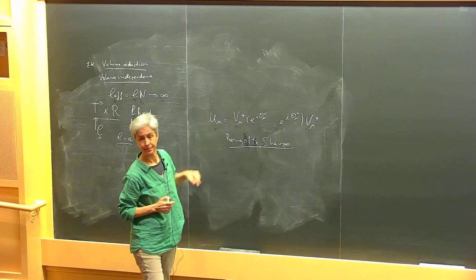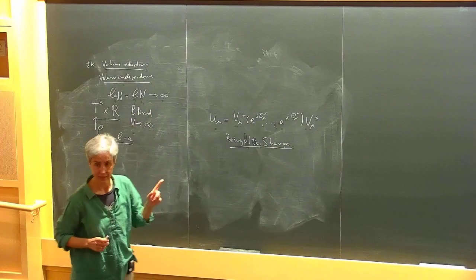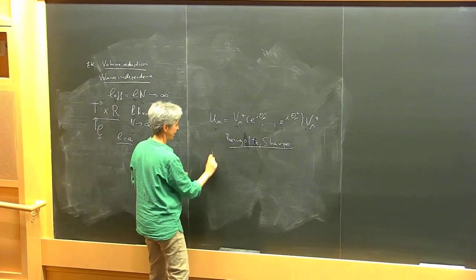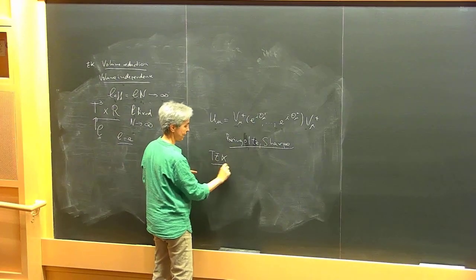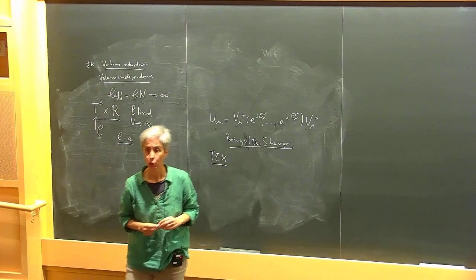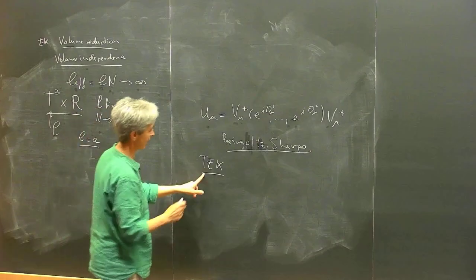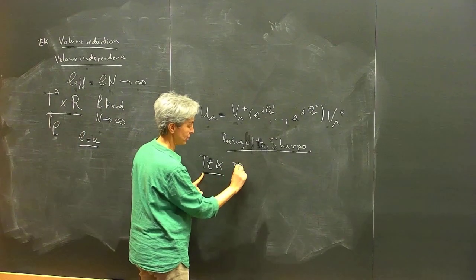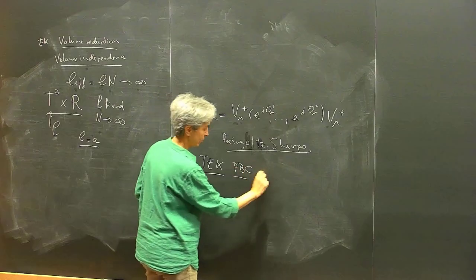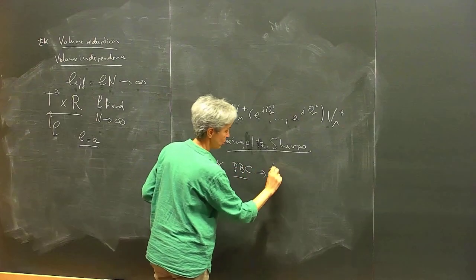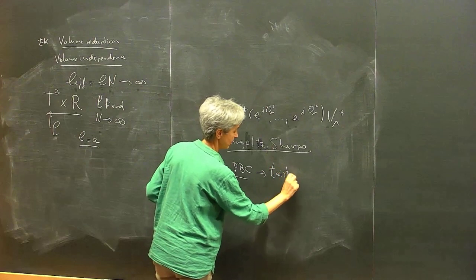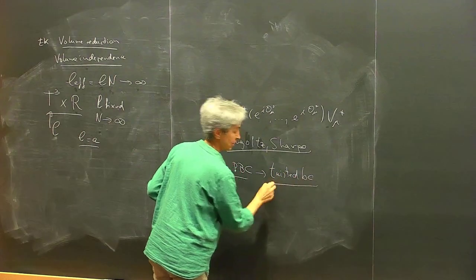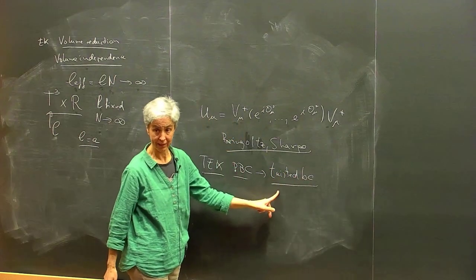And then the twisted Eguchi-Kawai? Yeah, the twisted Eguchi-Kawai I'm going to explain now. The twisted Eguchi-Kawai is the one-site box, but the problem appeared with periodic boundary conditions. And the twisted Eguchi-Kawai box is going to use twisted boundary conditions. That is something that I'm going to explain now.